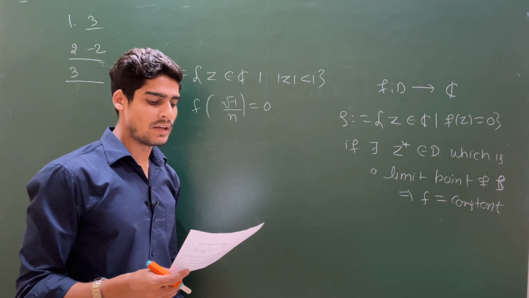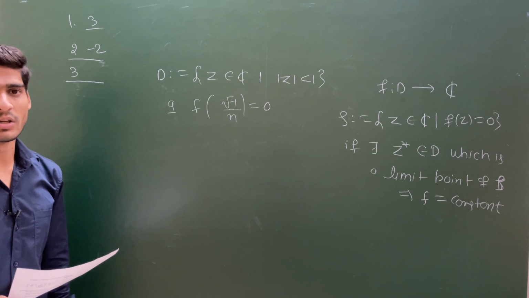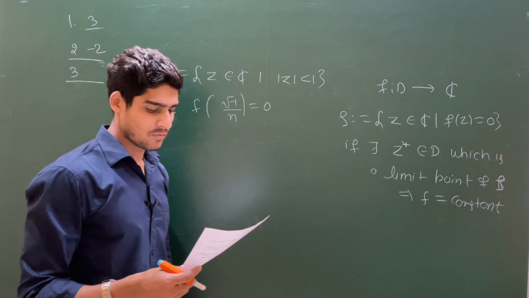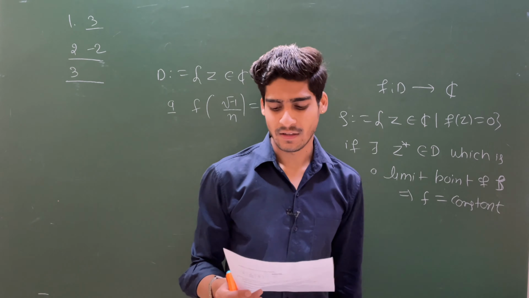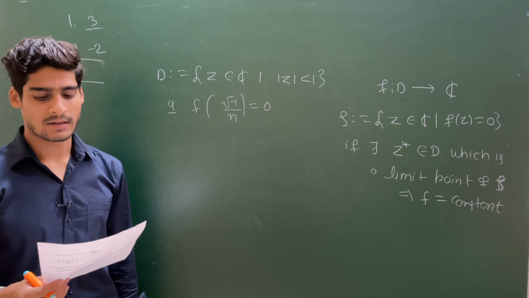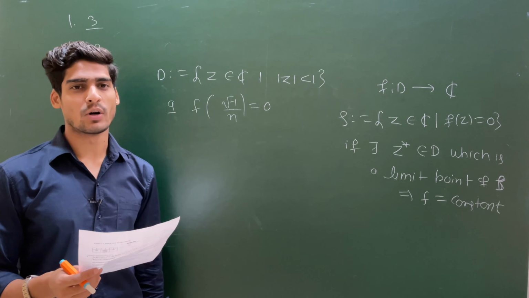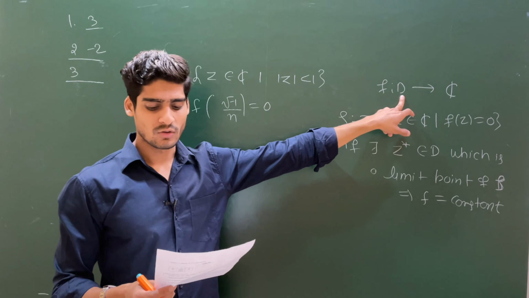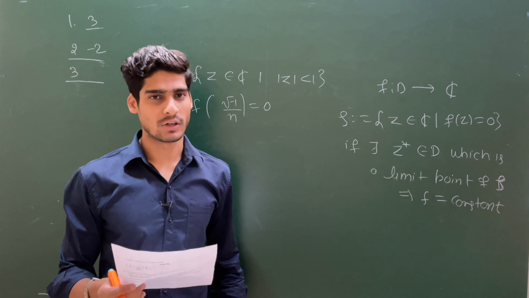So you cannot give me a non-constant analytic function by using the identity theorem. What about option C and option D? Let us come to option D. F at 1 by 2 minus 1 by n. As n tends to infinity, again you have a limit point which is 1 by 2, and 1 by 2 is a member of D. So for D, again you cannot construct such a function.